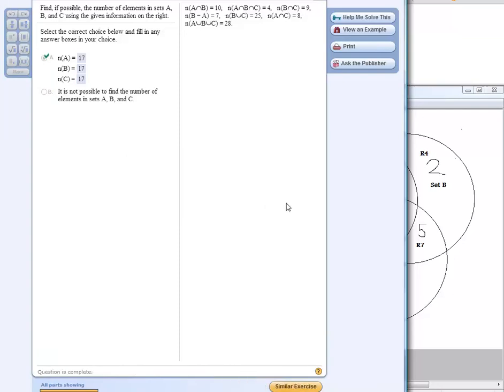Okay, so that's a little bit about set theory, working with sets in Venn diagrams.